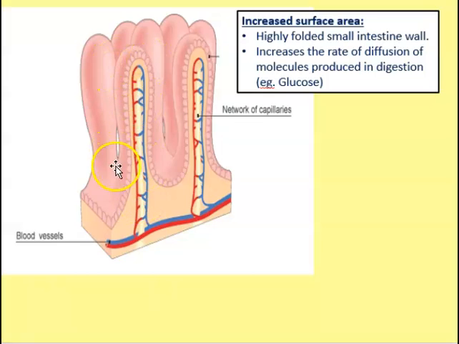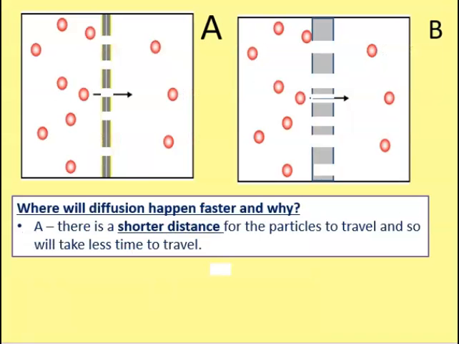So this is just one example. Another example would be the alveoli in the lungs. So the alveoli have got a really, really huge surface area within our lungs, which means that oxygen can quickly move out of them into the blood, and carbon dioxide can quickly move back into them, so we can breathe it out by the process of diffusion. So an increased surface area will increase the rate of diffusion. Let's look at the next one then.